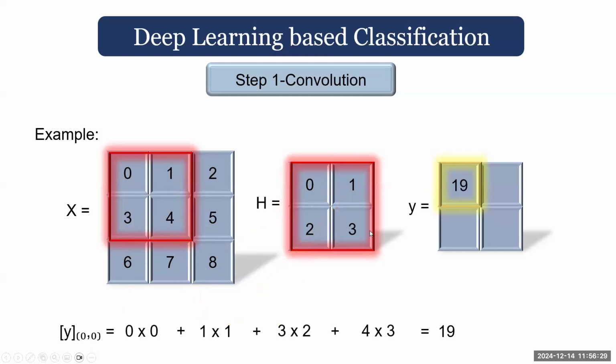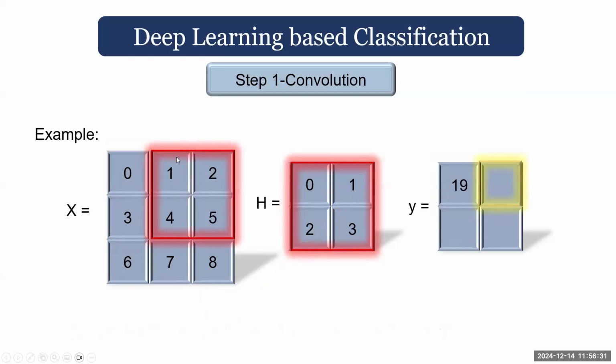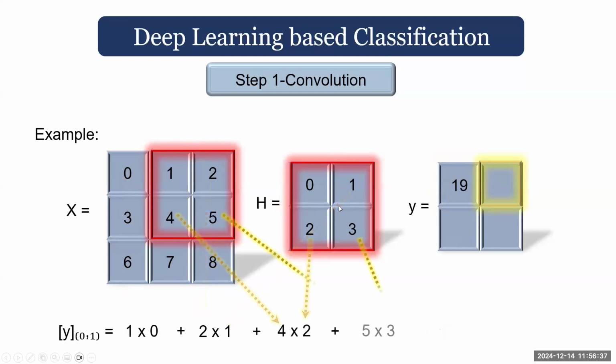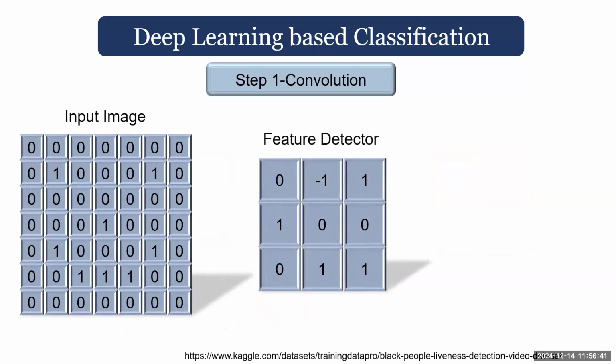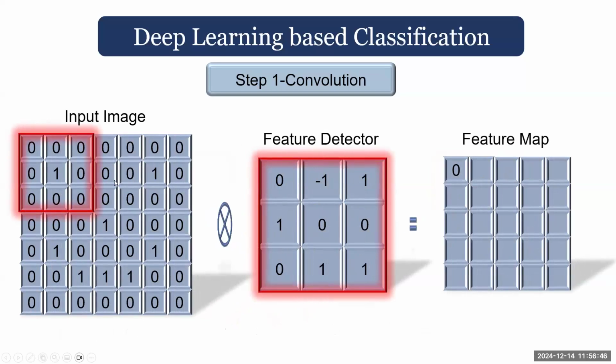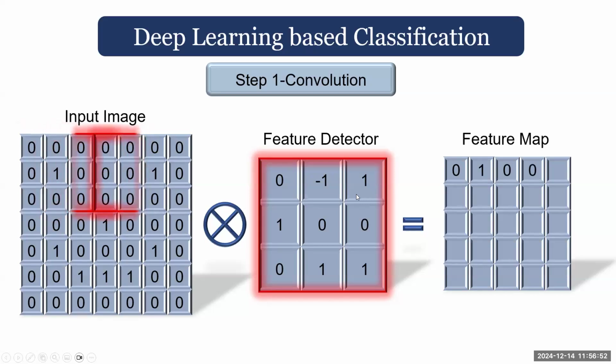So this is the first step, convolution operation is done. Similarly, next, values are taken and multiplied, and you get the results. So this is step number 1, the convolution operation. A feature detector or feature extractor is applied on this image, and then you get the output after convolution, which we also call the feature map.